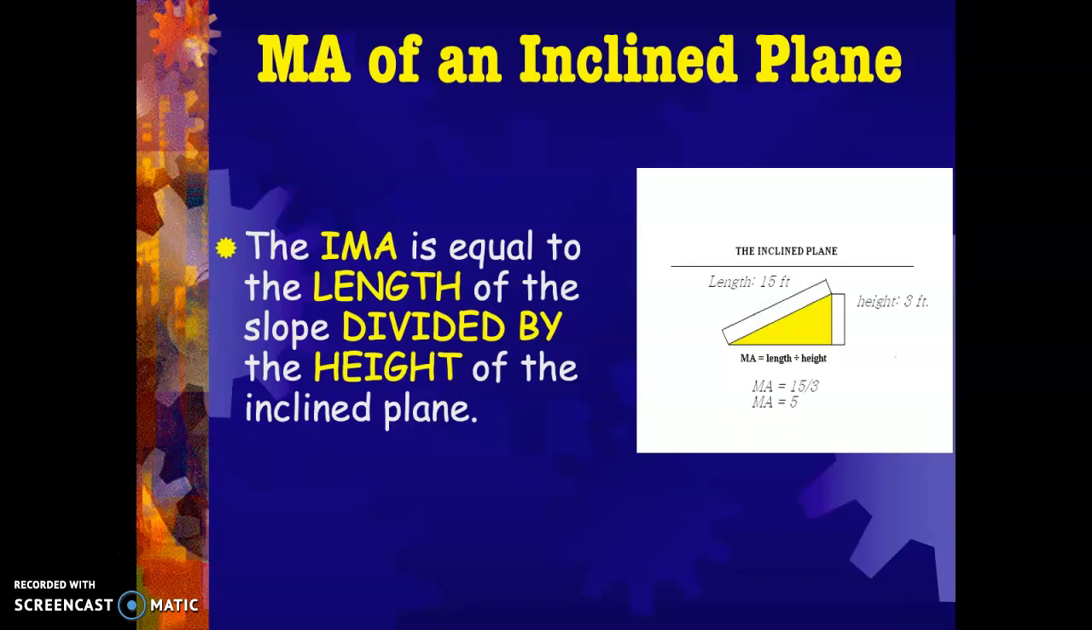How high do you want to go up? In this case, the inclined plane goes up a height of 3 feet. So this particular inclined plane has a mechanical advantage of 5. It's simply the length of the ramp divided by the height of the inclined plane. That is its mechanical advantage.